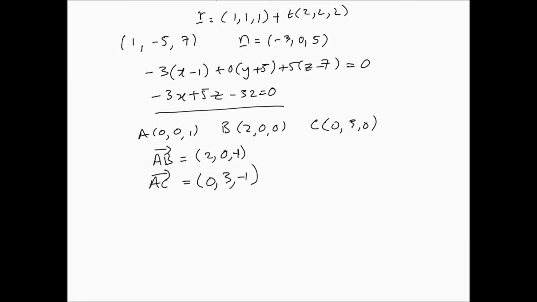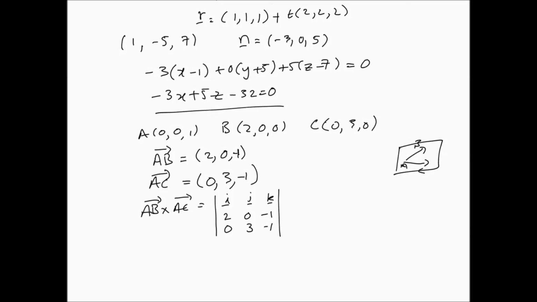So these are 2 vectors, AB and AC, that lie in some plane. This is A, this is B, and this is C. Now if I take the cross product of these 2 vectors, AB cross AC, that vector is going to be the normal to the plane because it's perpendicular to these 2 vectors. Using the determinant method, that becomes the vector (3, 2, 6), and this is the normal to the plane.